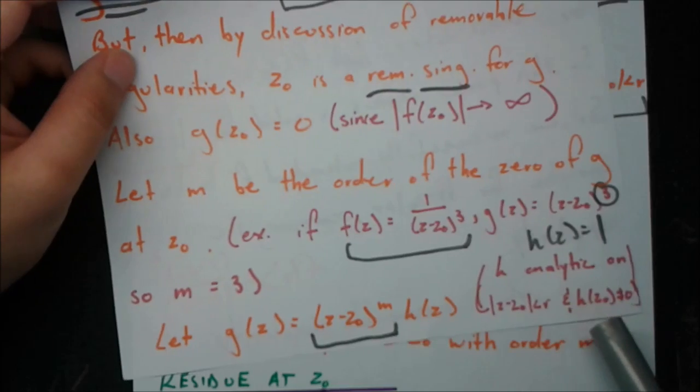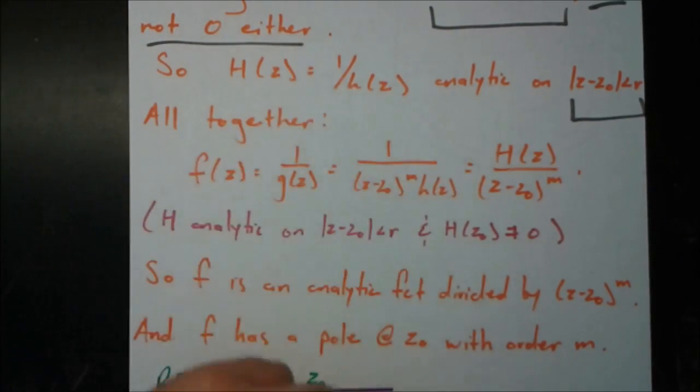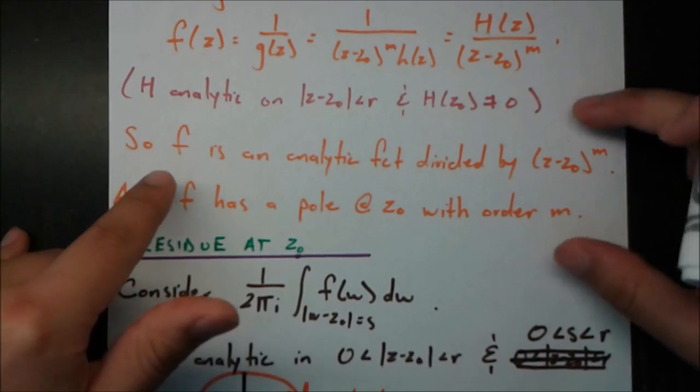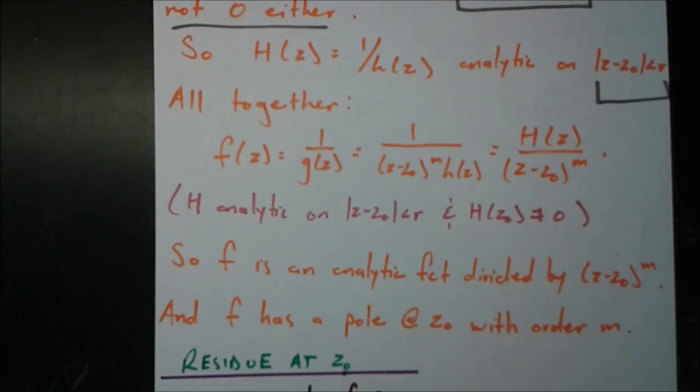Well, because small h of z naught is not equal to 0, and big H is just 1 over small h, so it's not 0 either. So the final statement here is that f is an analytic function divided by z minus z naught to the power of m. And why is that true?